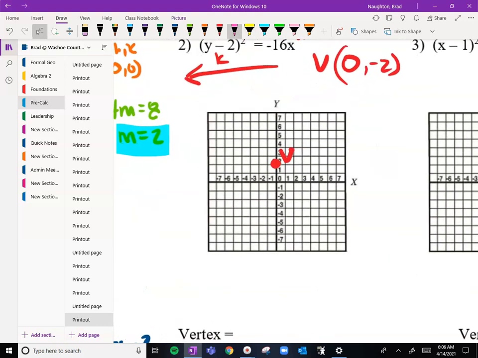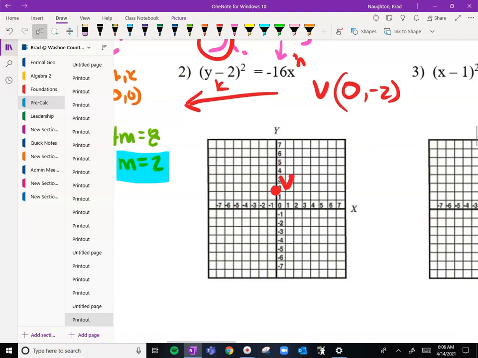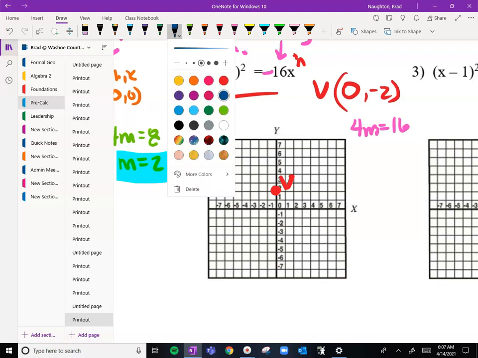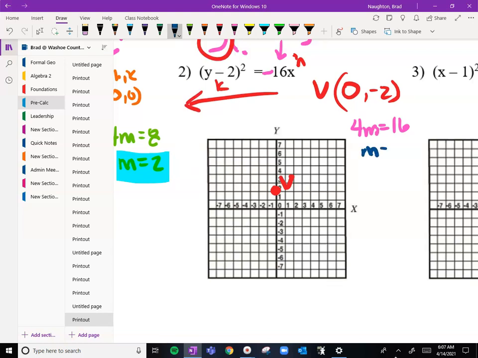So then we're going to go ahead and find out what our p-value is. So we go again, m value. This is negative, so that's just directional. So I'm going to say 4m is equal to just the 16. So the negative just speaks to the direction. So I'm going to go ahead and say that m is going to be 4. So I go 4 to the left. 1, 2, 3, 4. That's my focus. And then I go 4 in the opposite direction. This is going to be my directrix.